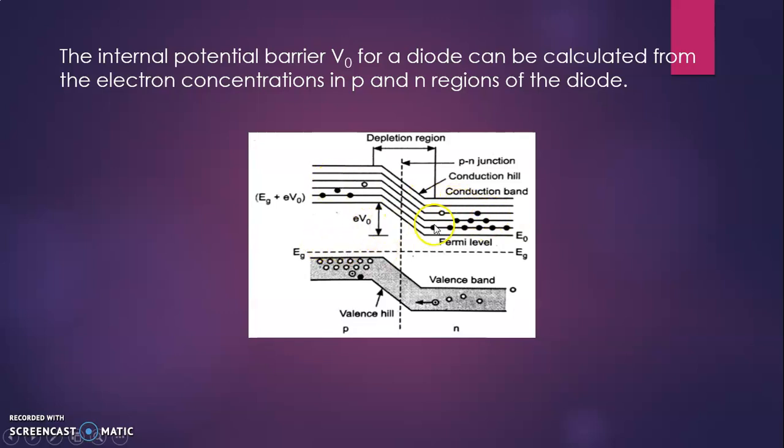So the gap between the conduction band and valence band is the band gap energy, and on the P side we observe the additional shifting, which is E V naught during equilibrium, that we will see in detail later. In the conduction band there are electrons, and in the valence band there are holes. Depending on the concentration of electrons on the P side and the N side, we will try to obtain the derivation.